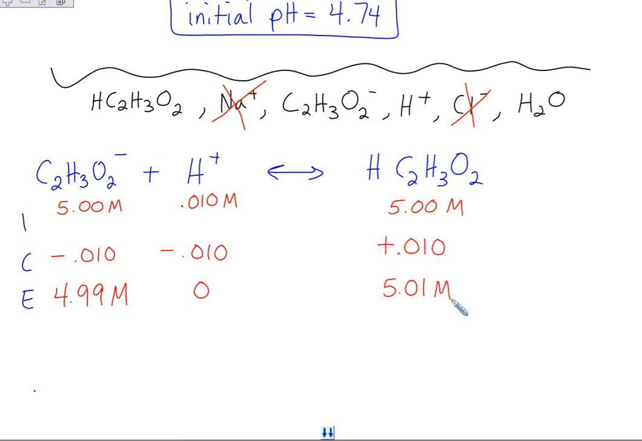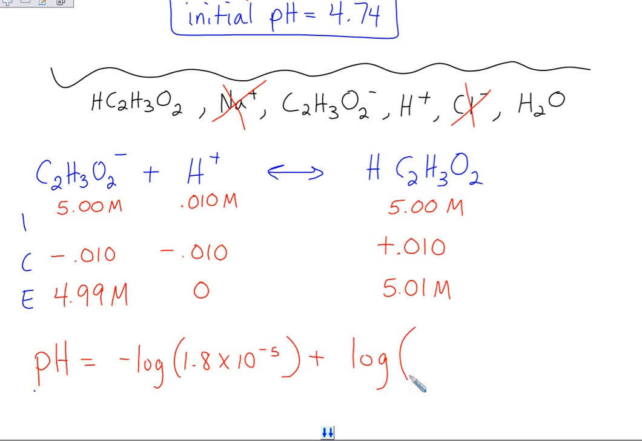All right. I got my new molarities. Now I just got to find the pH of this resulting solution. It's probably easiest to use the Henderson-Hasselbalch, right? Opposite log of the Ka, 10 to the negative fifth, plus the log. Ooh, it's not 1 anymore. The conjugate over the neutral particle. 4.99 is my conjugate base, over 5.01, my weak acid.